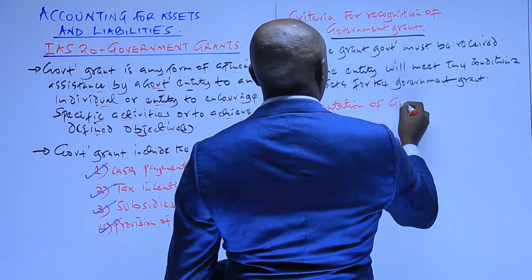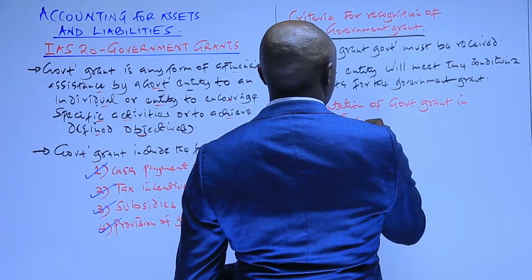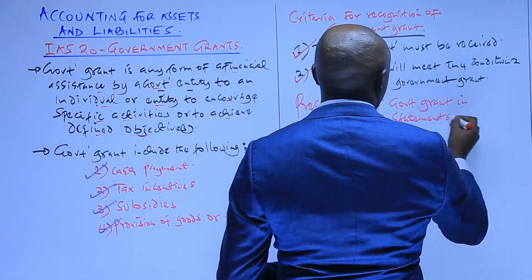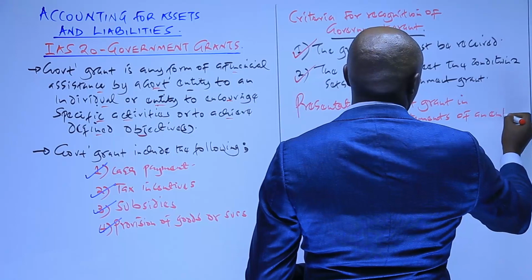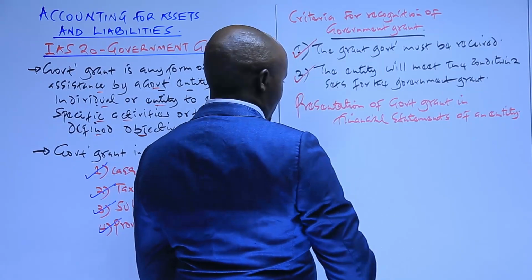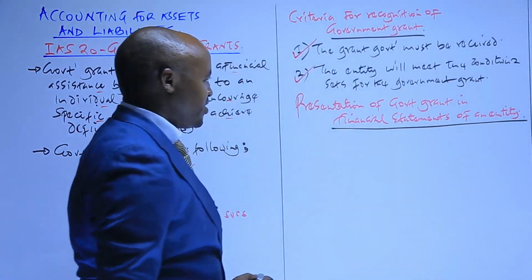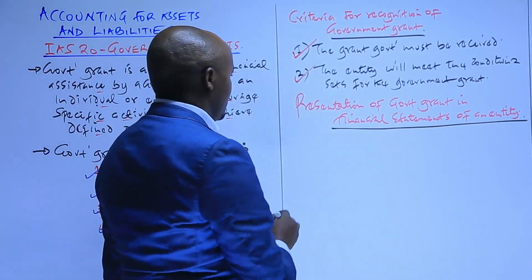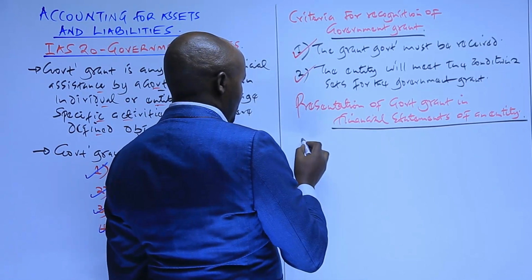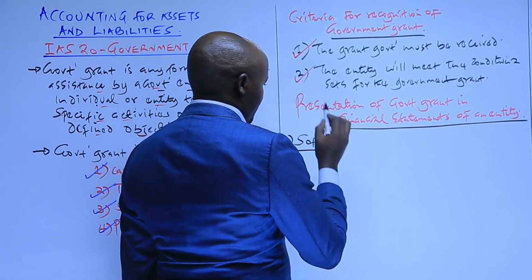Then from there, we can proceed and look at the presentation of government grant in the financial statements of an entity. So how is this government grant recognized, or in other terms, recorded in the financial statement of an entity? Number one, first of all, we can look at how this government grant is presented, recorded in the statement of financial position.